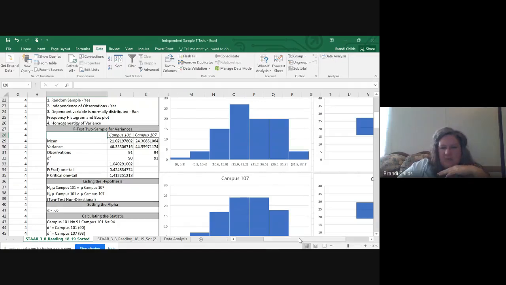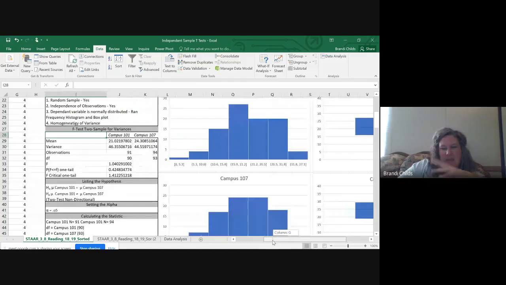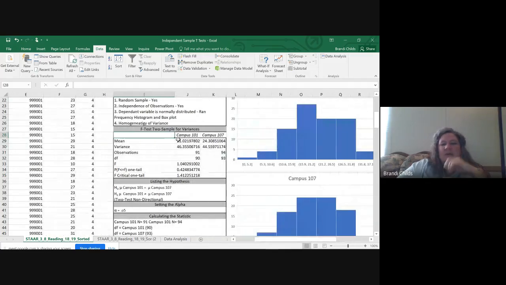Now, for these charts, just a refresher in case I forget, the charts are found under charts, the histogram and the box and whiskers. But when I get to the F test, or the 2 simple variances, once again, that's the data analysis. And you're simply putting your data in this time. Last time we used dummy data, we don't have to this time, because we actually have 2 different campuses.